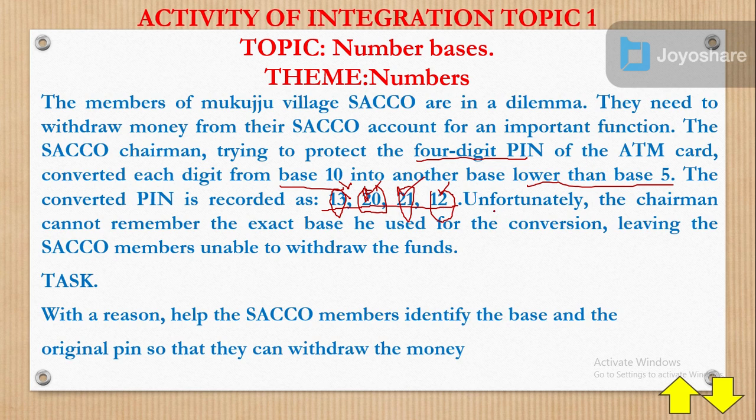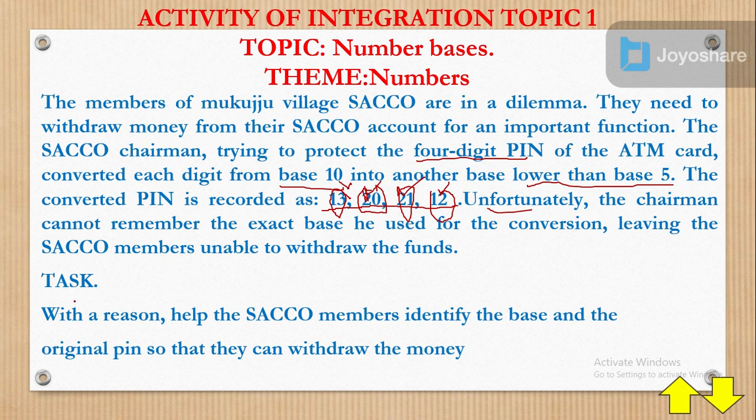Unfortunately, the chairman cannot remember the exact base he used for conversion. Here they say the base is lower than 5, meaning that you can think about base 4, base 3, base 2. He doesn't remember the exact base he used for conversion, leaving the circle members unable to withdraw the funds.